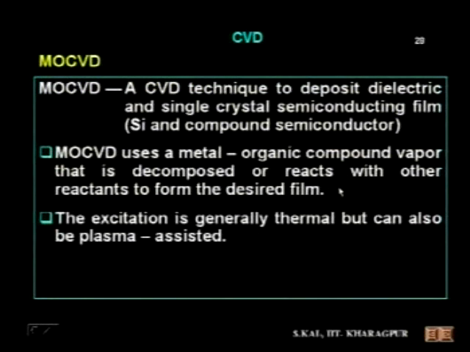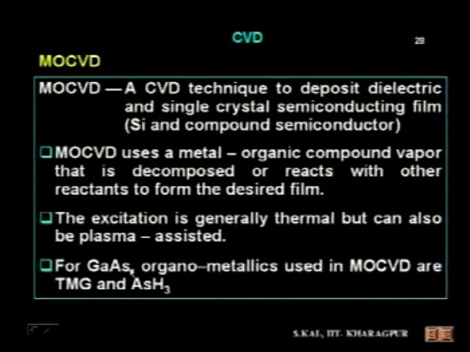Okay. The excitation is generally thermal, but can also be plasma assisted. In general, MOCVD uses thermal excitation. That means you have to have a well-controlled furnace whose temperature can be controlled accurately. So that is thermal excitation, but it could be plasma assisted also.